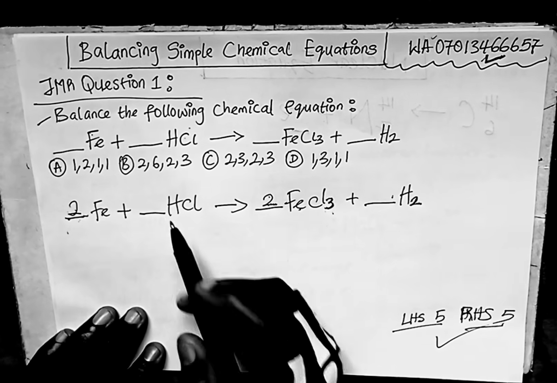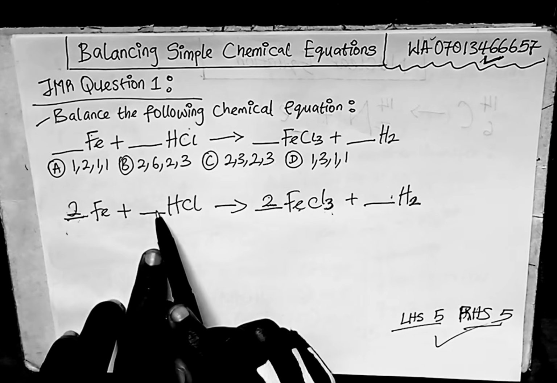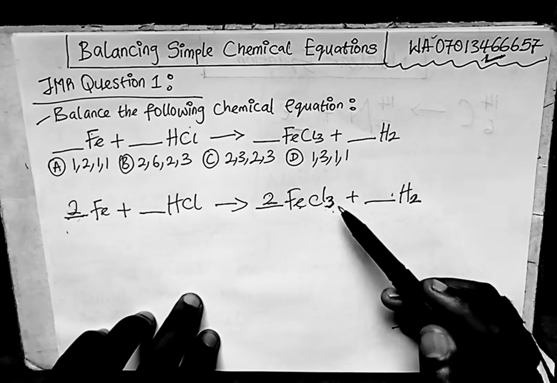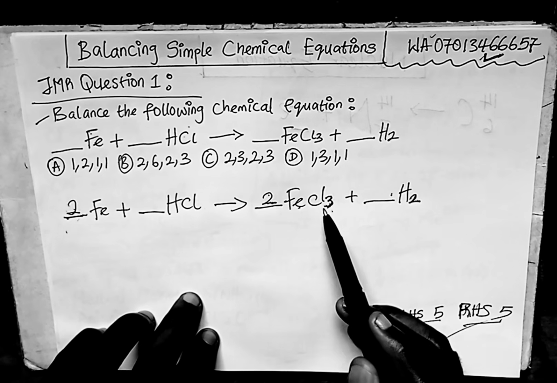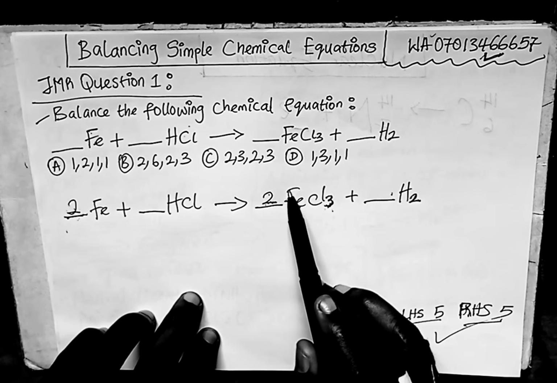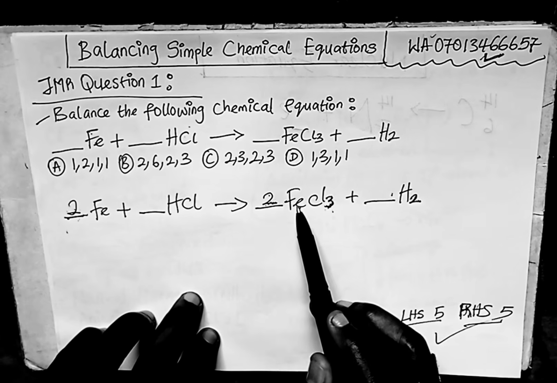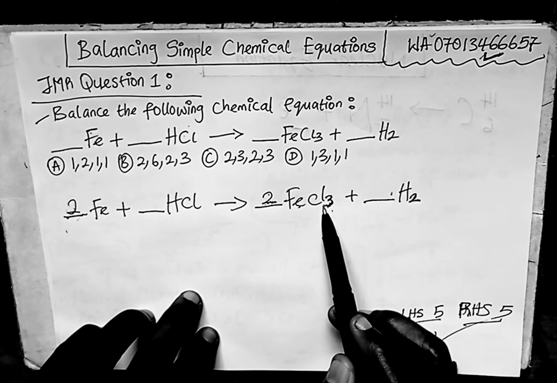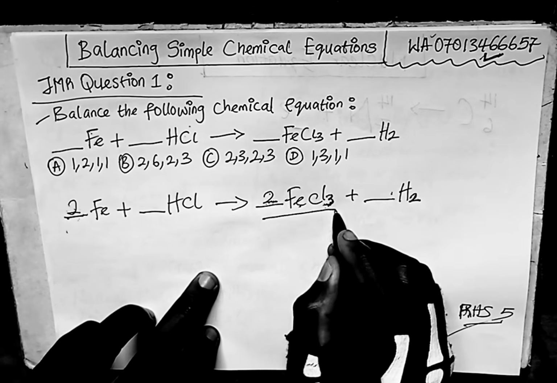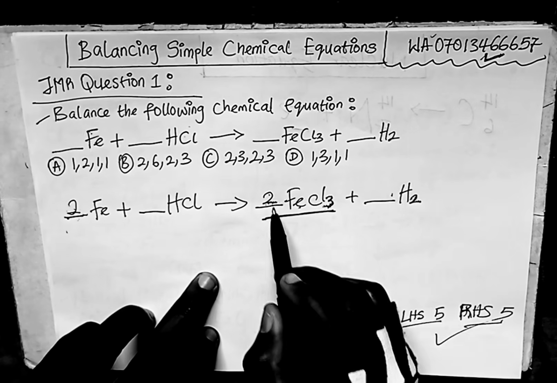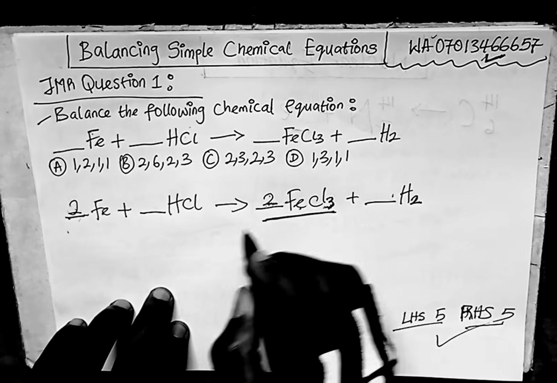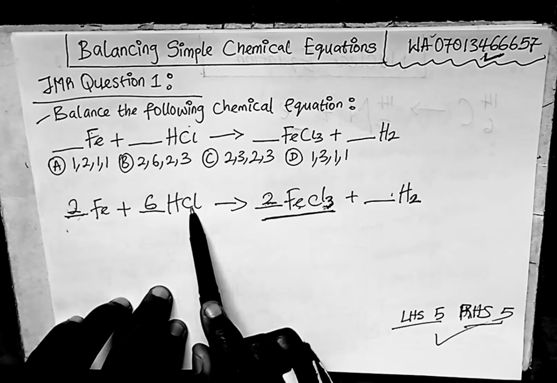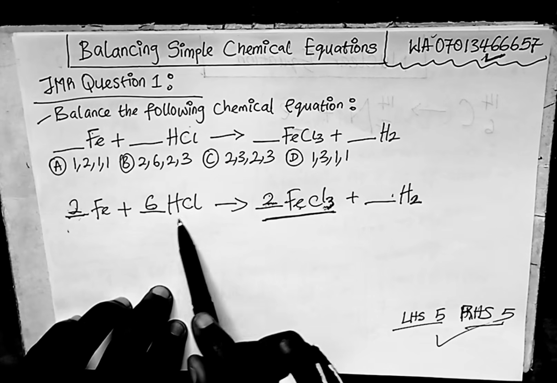So what next? Let's see if we can balance anything else. Since we have 3 chlorine in FeCl3, anything we put in front applies to everything in the compound. So 2 times 3 chlorine will not be 3; it will be 6 atoms of chlorine. Since we have 6 chlorine here, let's put 6 on the left side, and 6 times 1 gives 6 chlorine.